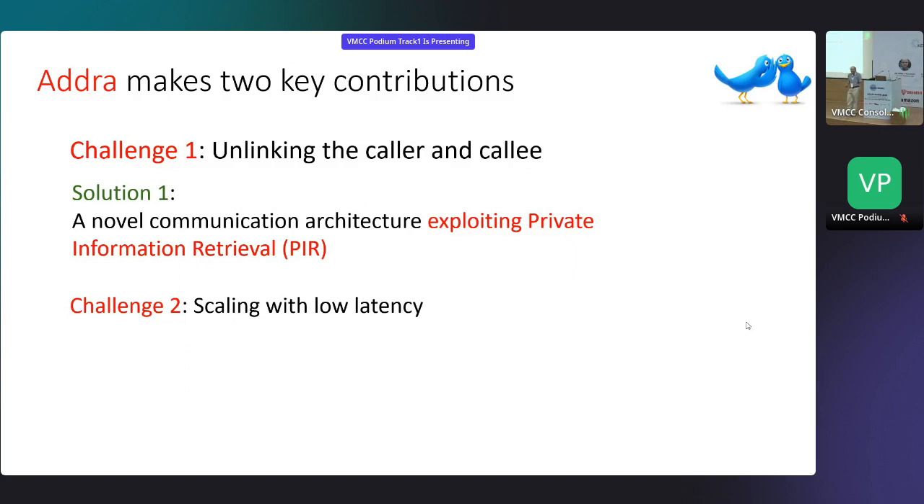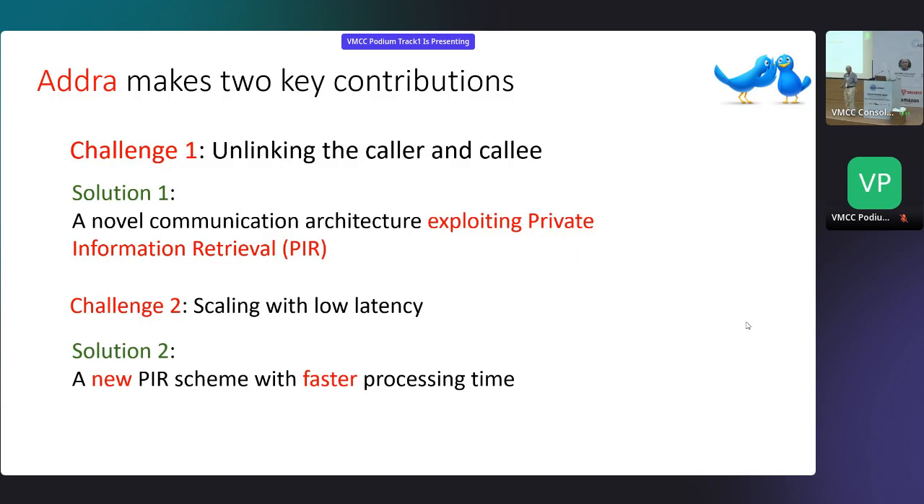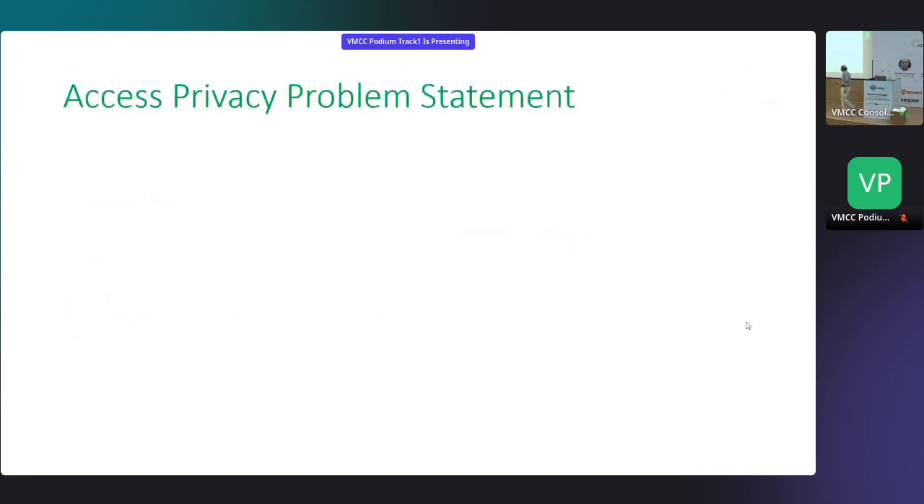The problem is that it doesn't scale very well if you take it as it is. So we had to develop our new private information retrieval technique that provides faster processing time. Is everybody understanding what I'm trying to do? I'm going to solve the first problem by telling you an architecture of how to make lots of people actually communicate with each other using private information retrieval. And then I'll tell you, if I use what we have now, I would be in dead water. So I have to do something better, and I'll work on that. And that will make me sweat a lot more.